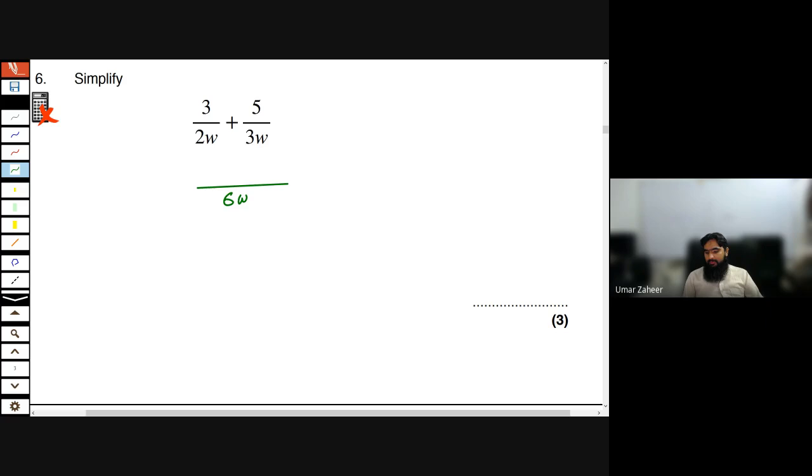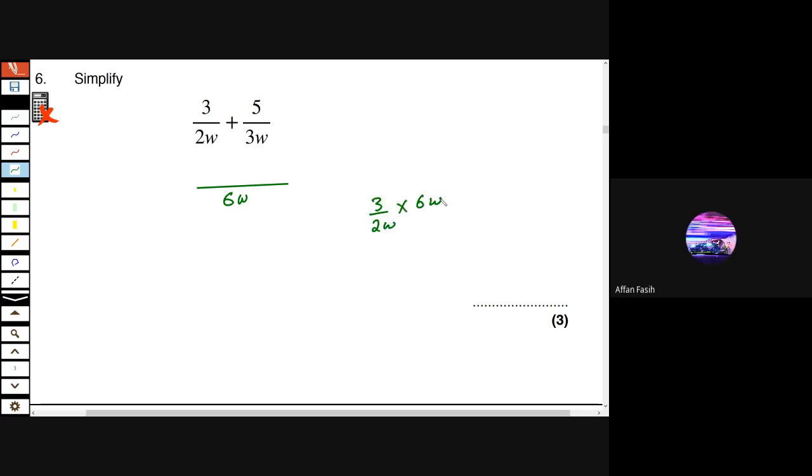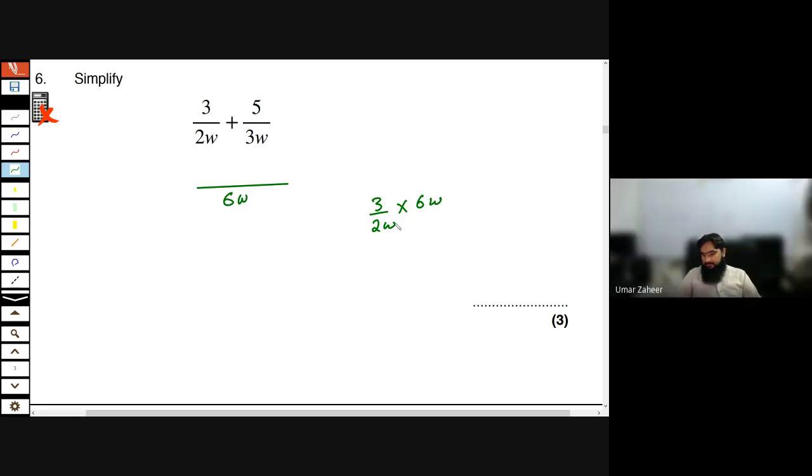We have to take the first fraction, multiply by LCM. Sir, we have to do the cross multiplication, right? No, we did not do the cross multiplication in this one. You have to take a simple LCM, take the first fraction and cancel out. 2 times 3 is 6. So 3 times 3 is 9, plus take the second fraction and multiply by LCM. So W will be cancelled out.